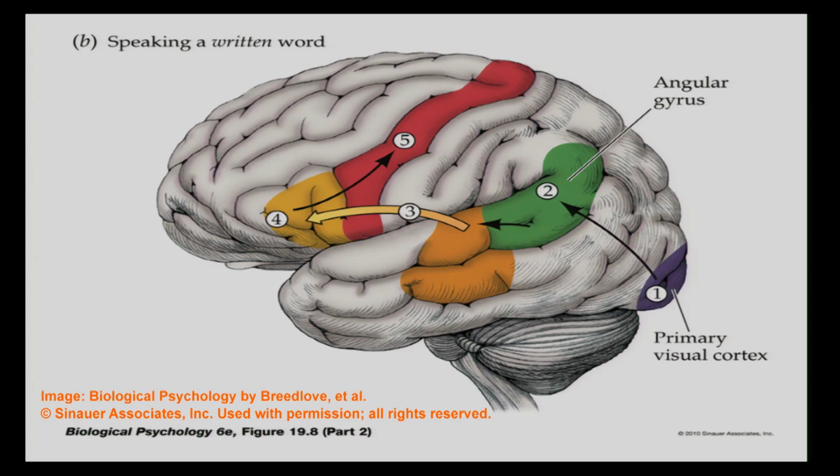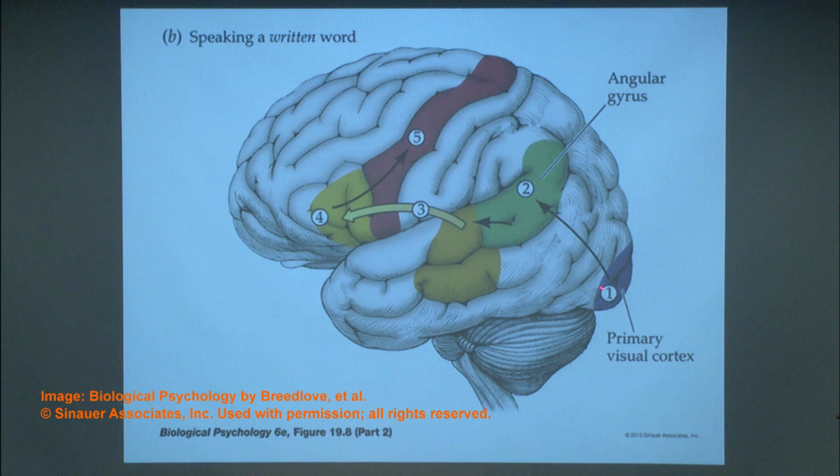Let's move to speaking a written word. So here you have visual input. Again, you should be familiar with all the pathways from the retina all the way to this area right here, which is primary visual cortex. A written word is processed by primary visual cortex and then projected to the angular gyrus.